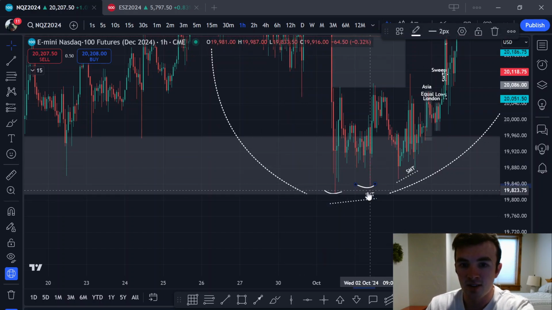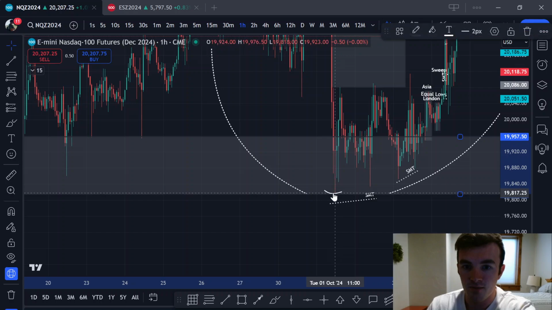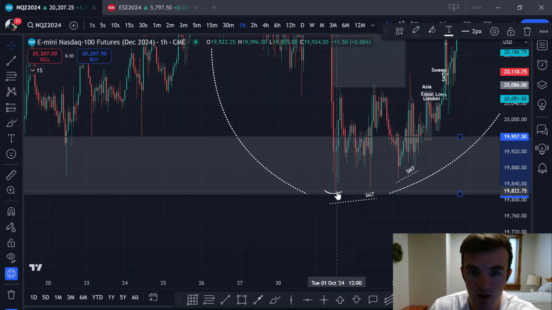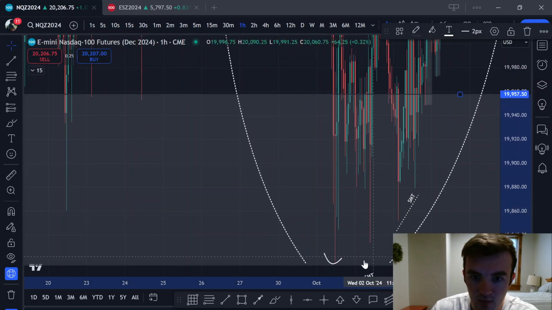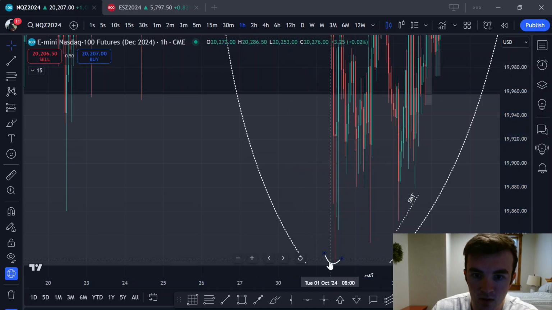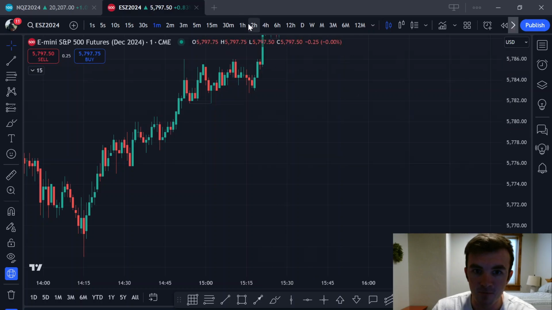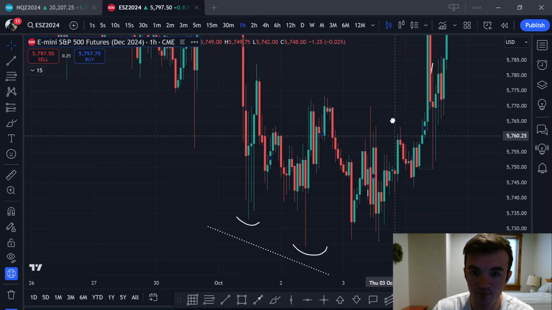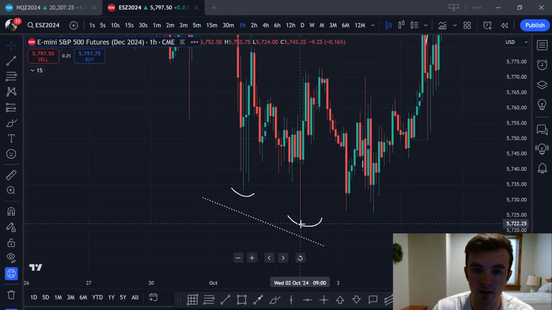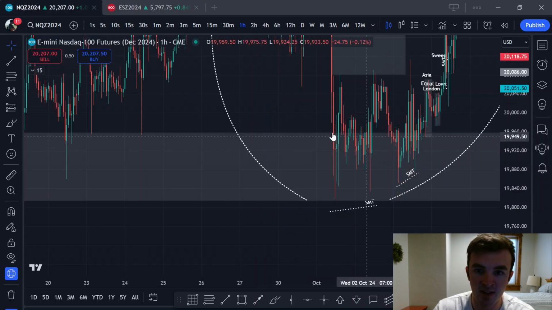The NASDAQ formed a low and then a higher low, and then the S&P formed a low and then a lower low. And this happened at the bottom of this weekly fair value gap.